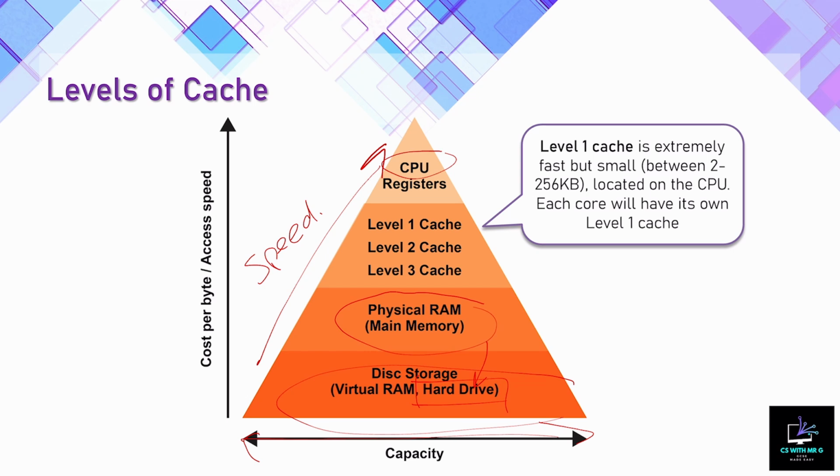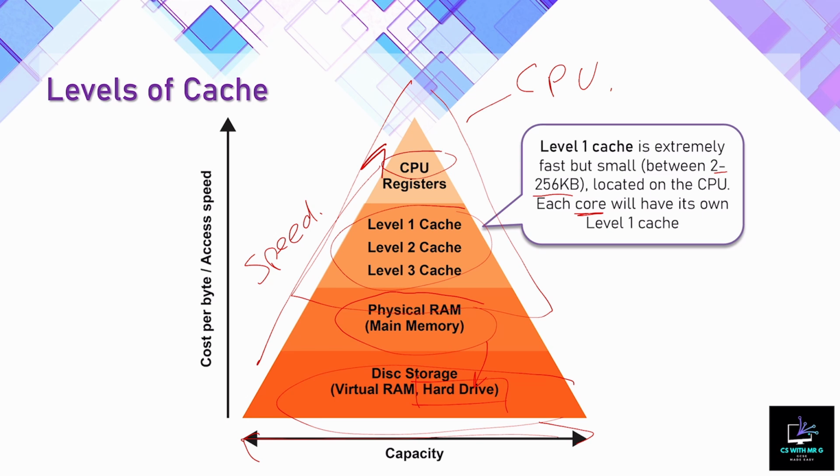Now as you can see, above RAM we have cache, and there are three levels to it. And what we need to remember is that cache is technically a part of the CPU. Now the first level, level 1 cache, is the fastest out of the three, but it's extremely small, typically between 2 and 256 kilobytes. Each core, which we'll get to in a minute, has its own level 1 cache. But more importantly, it's very small, but extremely fast. That's the most important thing.